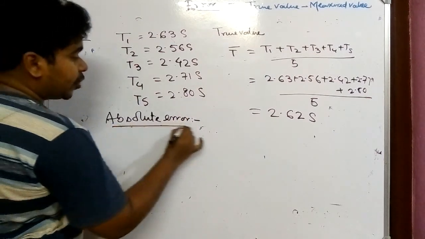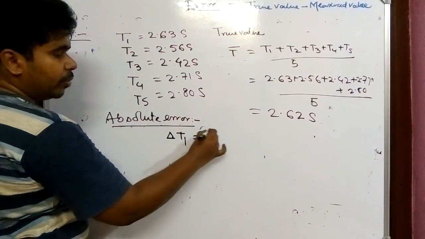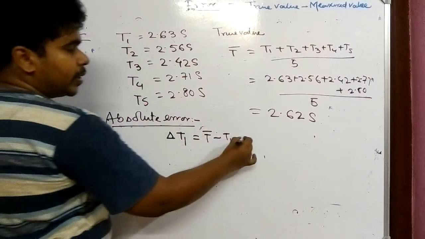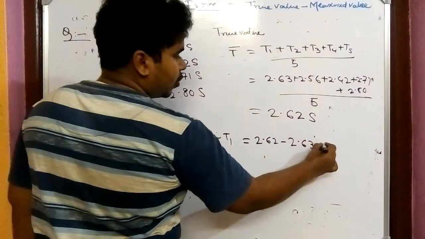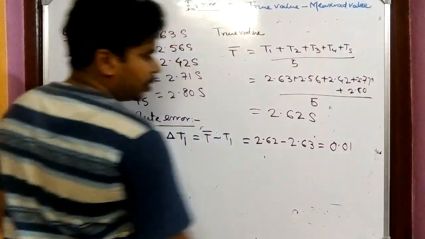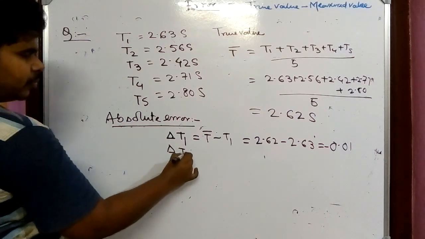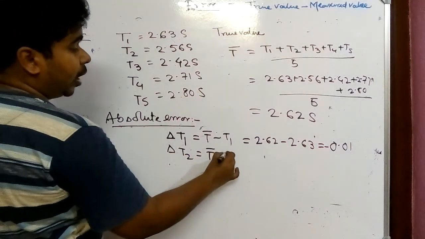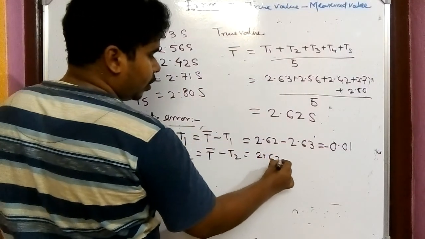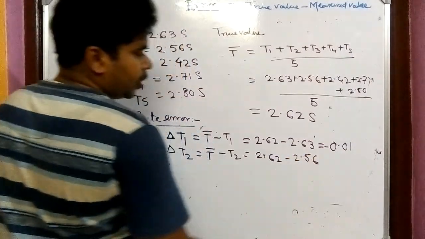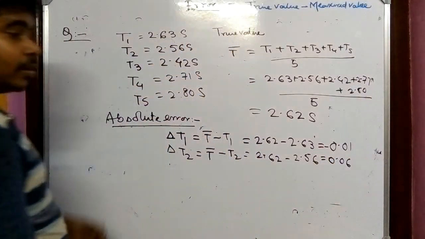That means each error we have to see. First one is delta T1. So delta T1 will be T average minus T1. What is T average? 2.62. T1 is 2.63. So definitely it will be 0.01 with a minus sign. Okay. Delta T2. It is T bar minus T2. So T bar, 2.62, minus 2.56. So it will come 0.06, and this is positive.